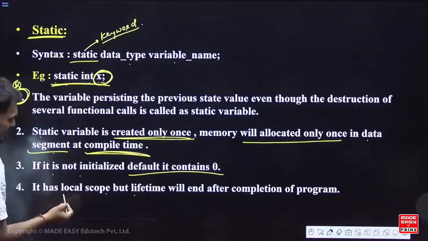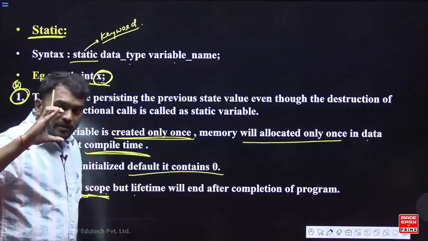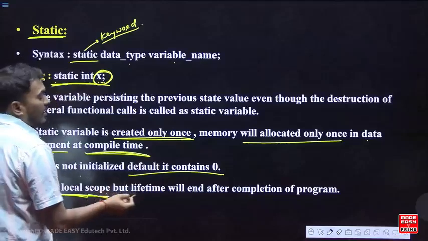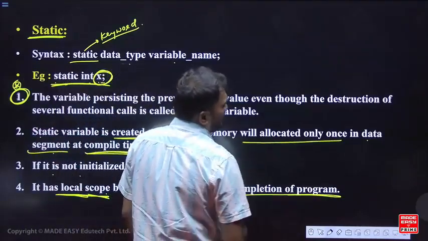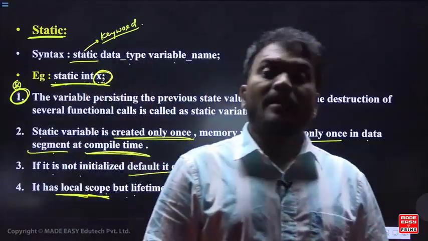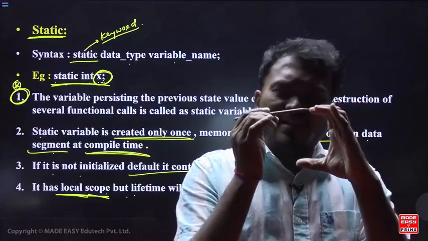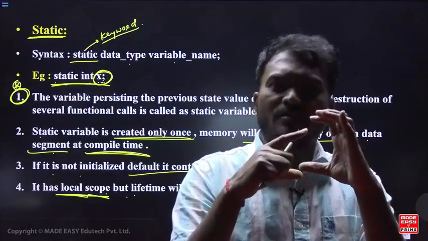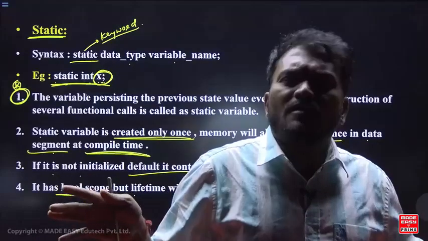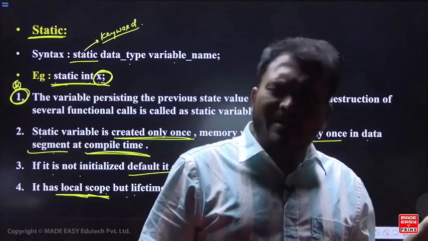And next, understand this point: it has a local scope. Local scope means it is accessible only in that particular body, within the open and close brackets. But the lifetime will end only after completion of the program. It is not deleted from memory unless you complete the entire program. Scope is within the body, you can access it only inside the brackets, but lifetime is the entire program. This means until the entire execution is complete, it stays in memory. Is that clear? You will understand, don't worry.